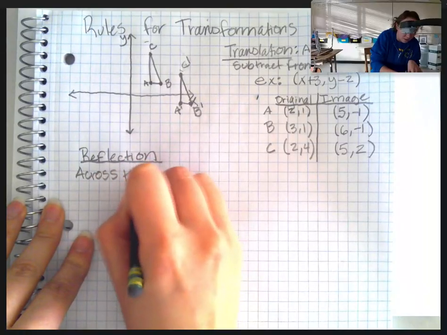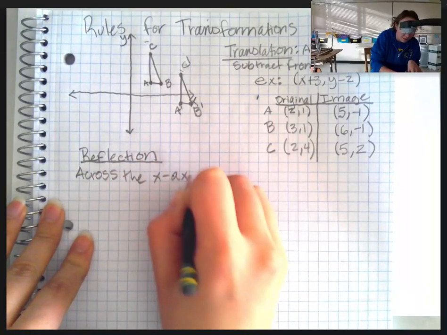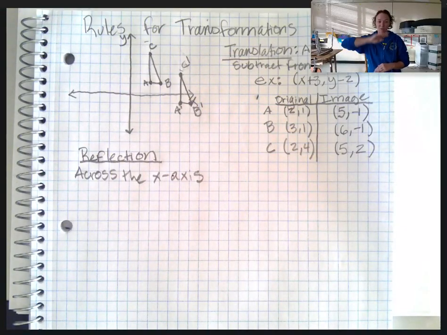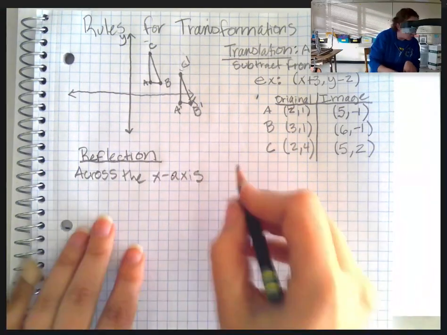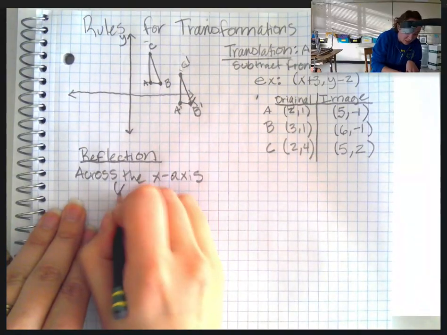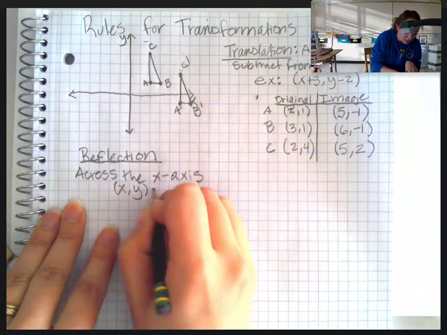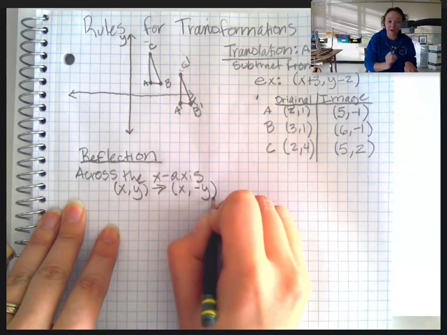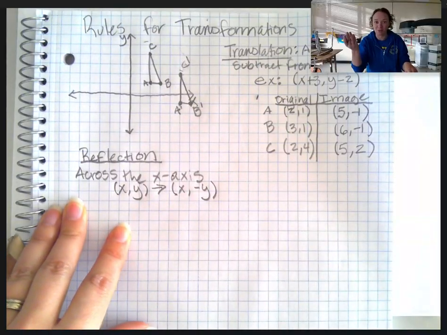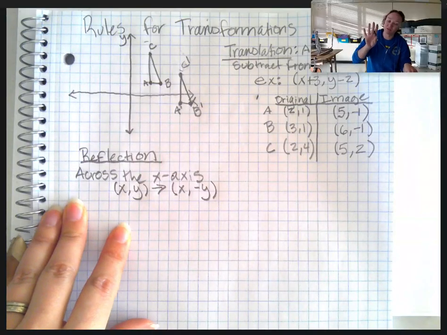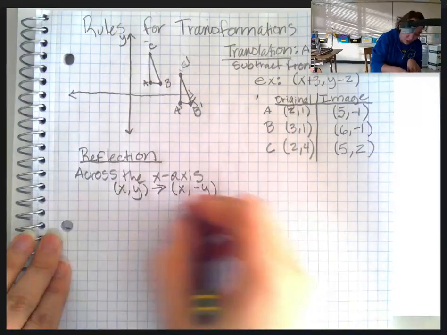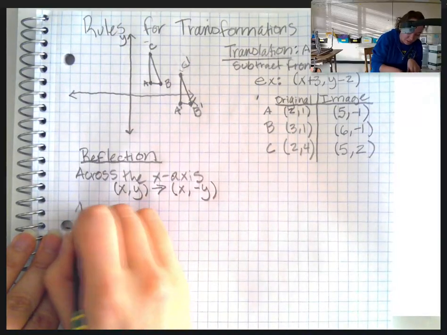So if we're going across the x-axis, if you picture it, you're taking something and you're flipping it down. So the x-coordinate should stay the same and the y-coordinate should flip. So across the x-axis means that you take your coordinates and the x stays the same and the y becomes its opposite. So we say negative y. If it's a negative number, it'll become positive. If it's a positive number, it'll become negative. And then flipping across the y-axis is similar, except it's going to do the opposite.